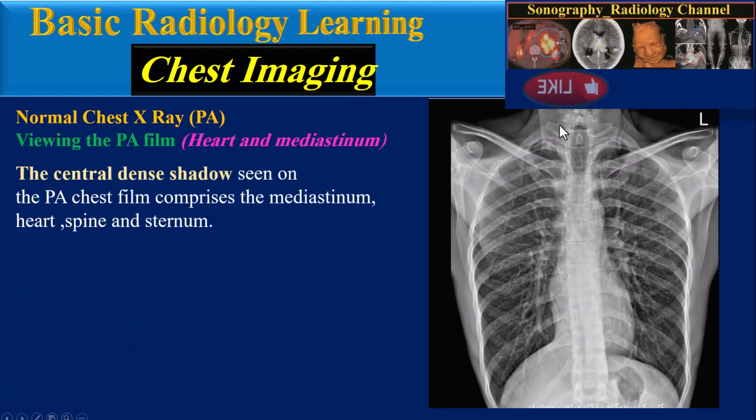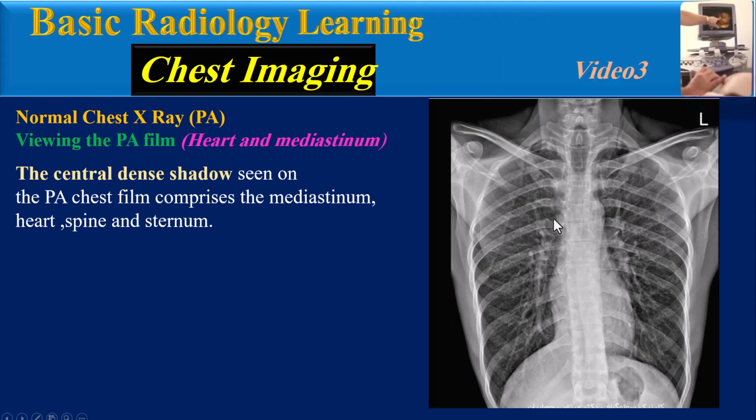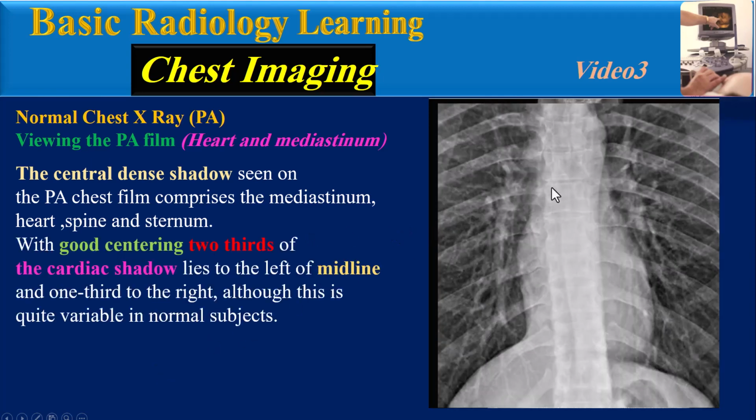Heart and mediastinum. The central dense shadow seen on a PA film comprises the mediastinum, heart, spine, and sternum. With good centering, 2/3 of the cardiac shadow lies to the left of the midline and 1/3 to the right. Also, this is quite variable in normal subjects.